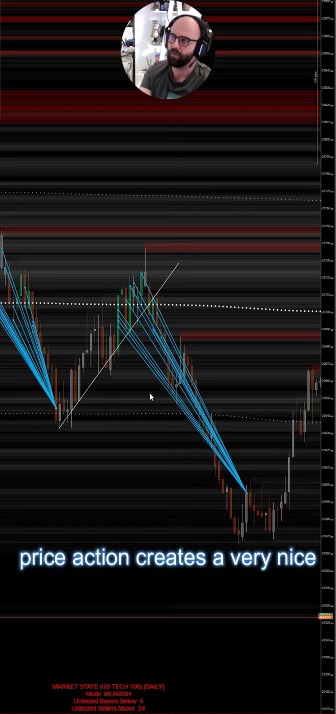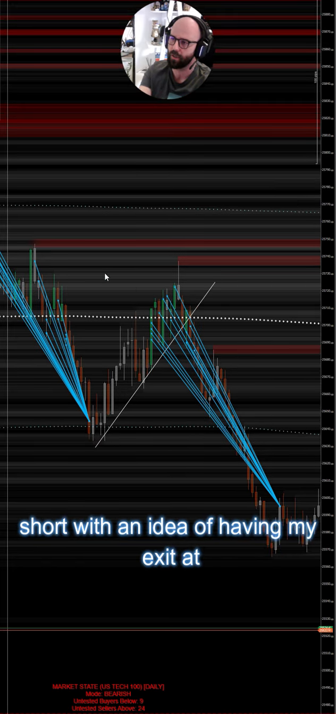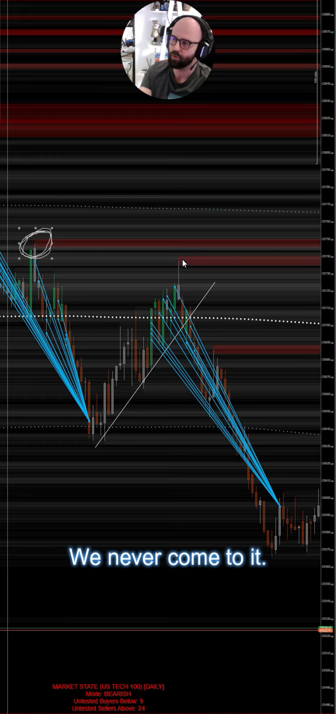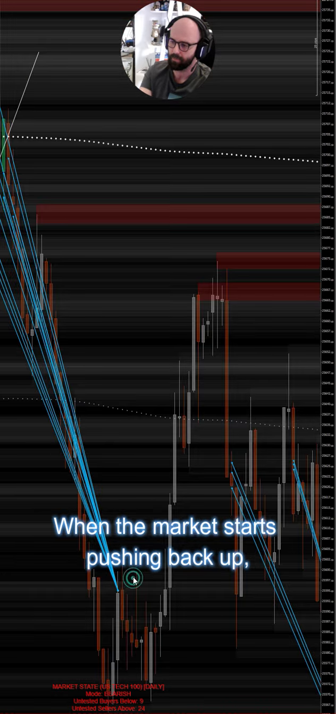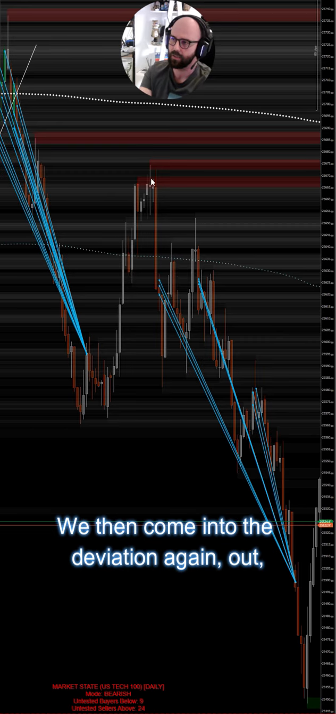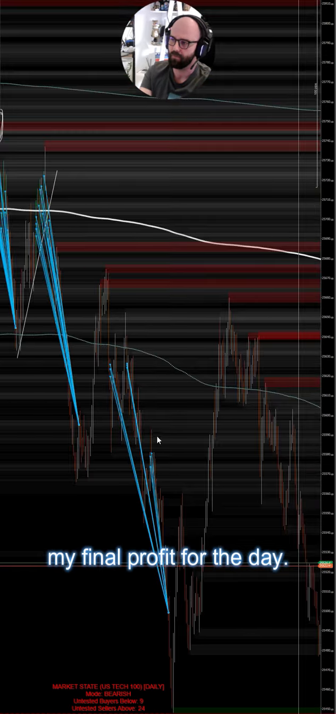Anyway, price action creates a very nice contraction here. We come into the VWAP. I start building my short with an idea of having my exit at this high. We never come to it. So I build up. I make a very good profit on this. When the market starts pushing back up, that's when I get out. We then come into the deviation again, out, build up a little bit more, and I collect my final profit for the day.